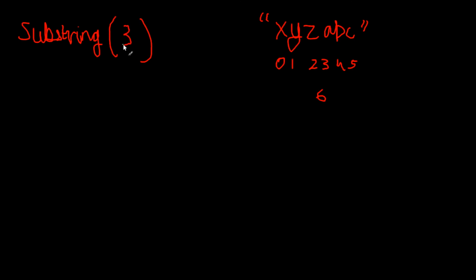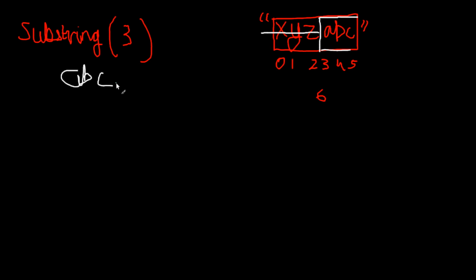So if you put in a value like 3, then this is going to return you a string that is the part of the original string starting only from the third index onwards. So it's going to ignore all the characters up to the third index, and from the third index it's going to return whatever's left. So your output will be ABC.